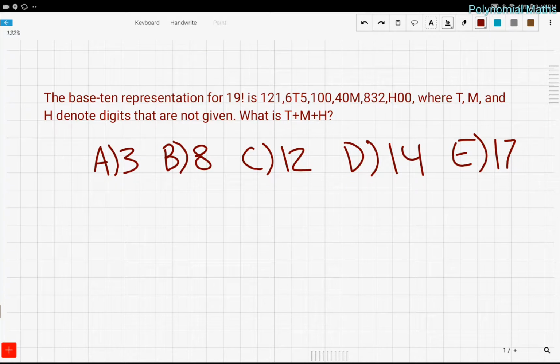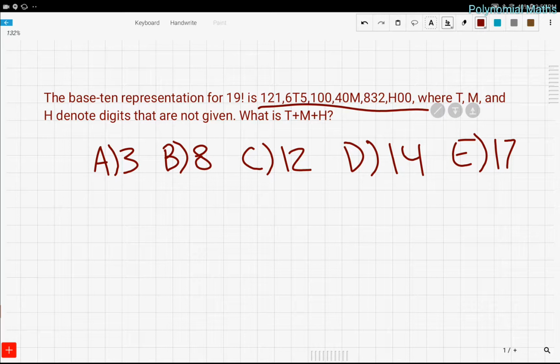The first thing that we can note is that 19 factorial has to be divisible by 1, 2, 3, 4, 5, 6, 7, 8, 9, and so on, all the way up to 19. This means that this number right here, which is 19 factorial, is divisible by all of those. So we can simply test divisibility by each, and then we can find T plus M plus H.